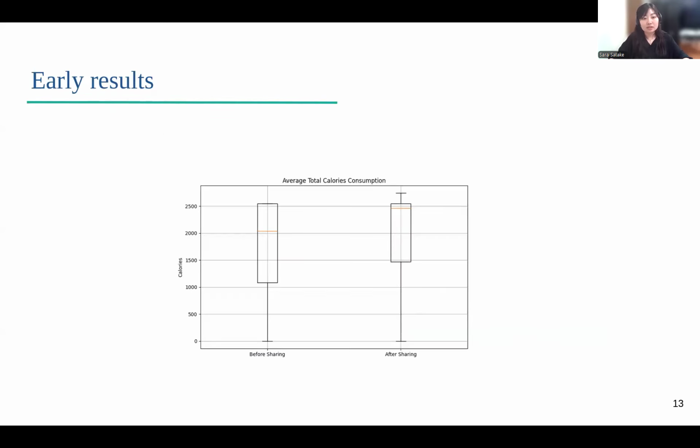Here we can see what happened with the average calorie consumption before and after sharing food, and there was an increase. The median value of total calories consumed before food sharing was just over 2,000 calories, and after sharing food, the median was close to 2,500 calories.